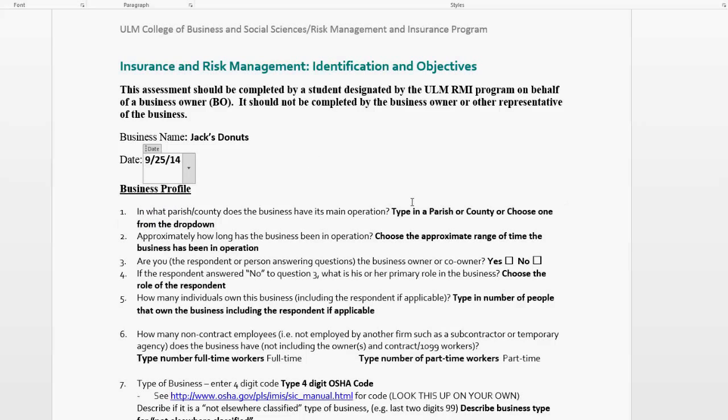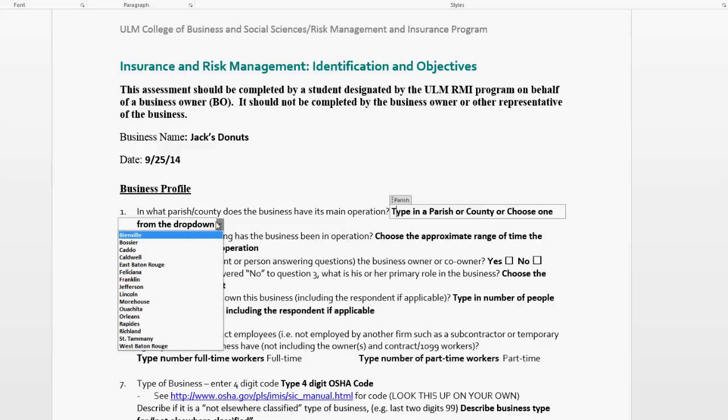Okay, the next question, just to start the business profile, which is a lot of the information about the business, not necessarily related to risk management, but in what parish or county does the business have its main operation? And this box is actually a combination. You can type in or you can select from the drop down. And what I did is I just created a bunch of options, which are all parishes, where I found that most of the businesses you selected are in one of these parishes.